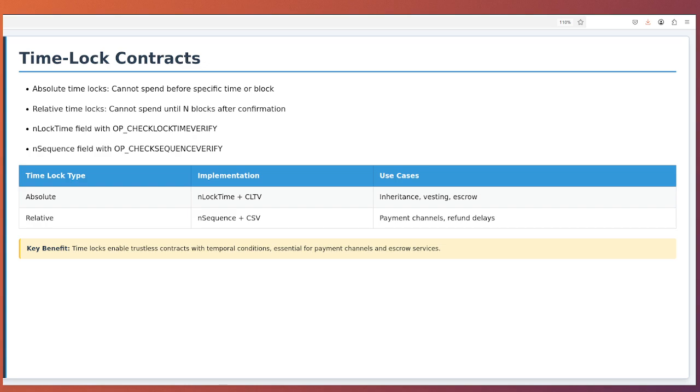You can create transactions today that ensure funds become available to beneficiaries at a future date, create recurring payment schedules, implement trustless escrow where funds return if conditions aren't met within a timeframe, or build complex multi-stage contracts with different parties gaining control at different times.